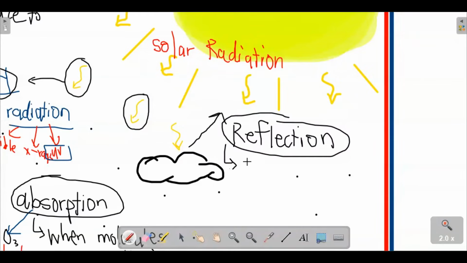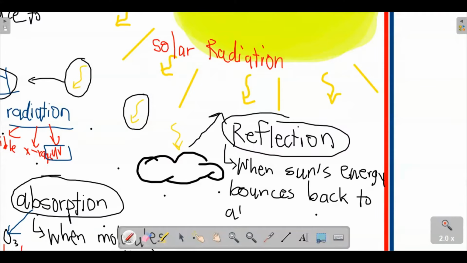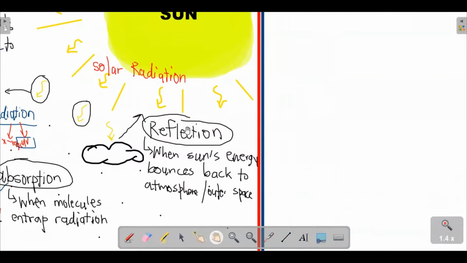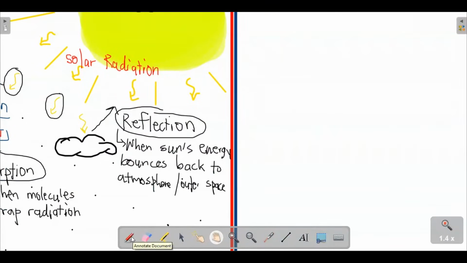So this is when radiation bounces back, or when the energy of the sun, remember that is what solar radiation is, the sun's energy. So the sun's energy can be absorbed, the sun's energy can bounce back, to the atmosphere or to outer space. And this actually depends on the object: how much is it bouncing back? Can it reflect the sun's energy? Different objects reflect the sun's energy differently. Some objects reflect a lot of the sun's energy back to the atmosphere. Some of them reflect a little bit of the sun's energy back.